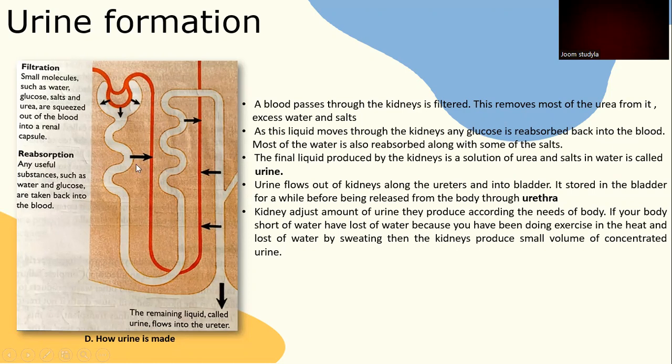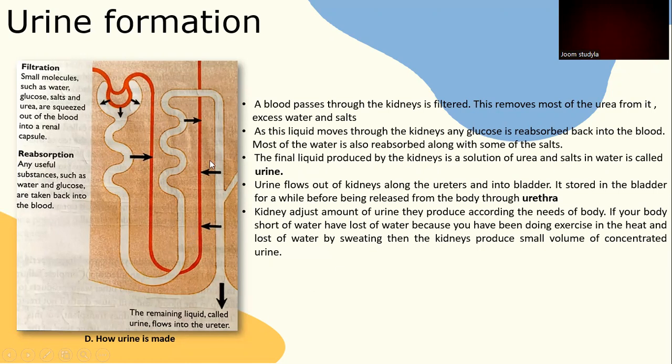So the second stage is reabsorption. Any useful substances such as water and glucose are taken back into the blood. Most of the water is also reabsorbed, along with some of the salt. The final liquid produced by the kidney is a solution of urea and salt in water, called urine.